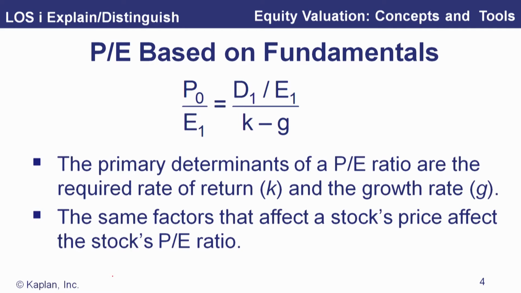So the primary determinants of the PE ratio, when we look at this, we can say, well, the required rate of return and the growth rate, the same factors that affect a stock's price, affect its PE ratio. Higher growth, higher stock price, higher PE ratio. Lower required rate of return, okay, higher stock price, higher PE ratio.